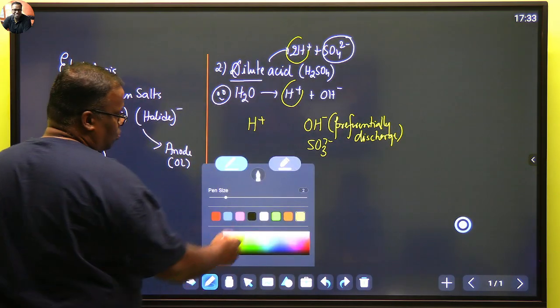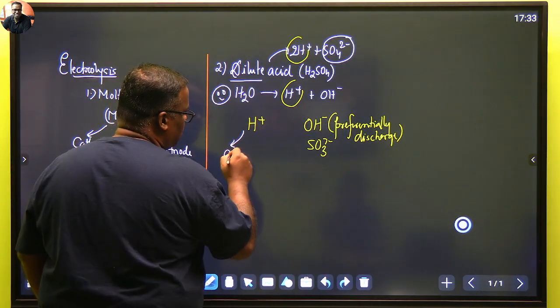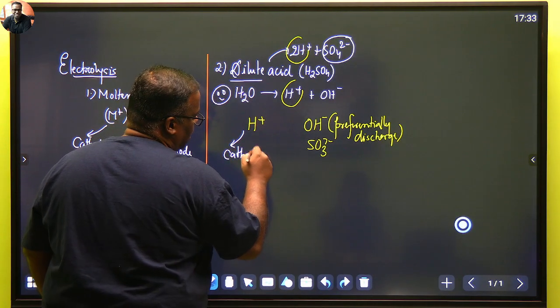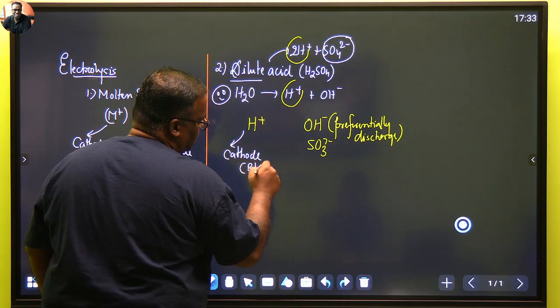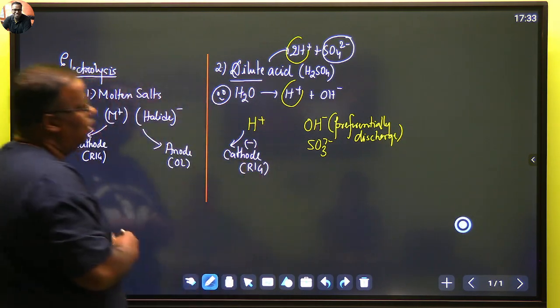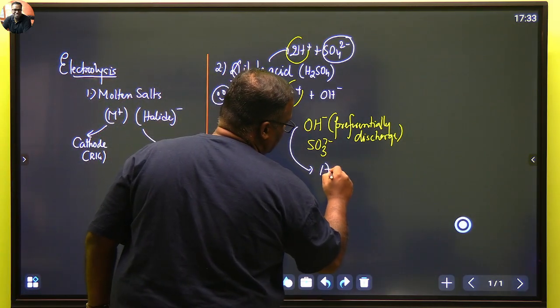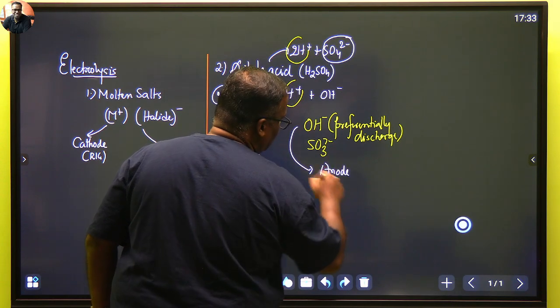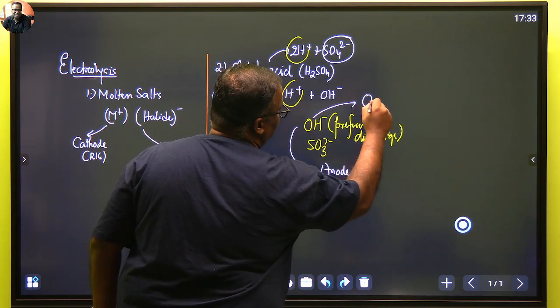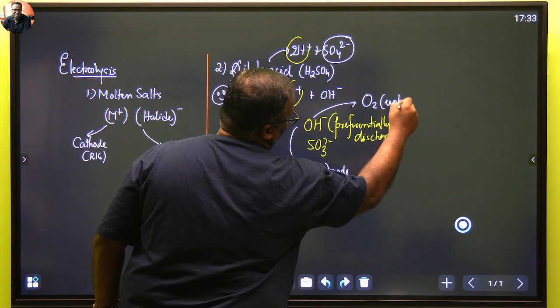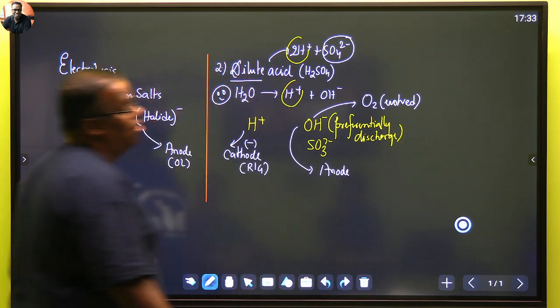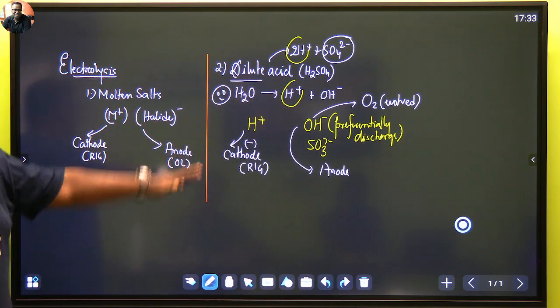So who goes where? This fellow will be going to the cathode, and obviously at the cathode reduction happens, and the cathode is the negative electrode. Positive will always get attracted to negative, and OH- will be discharged at the anode. Whenever OH- gets discharged, it means oxygen will be evolved. If a 1 mark question is asked: whenever OH- gets discharged, oxygen will be evolved.